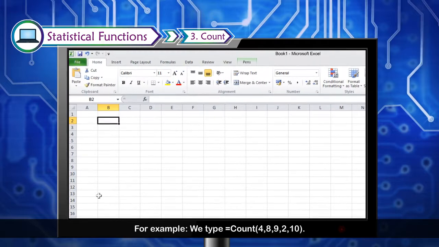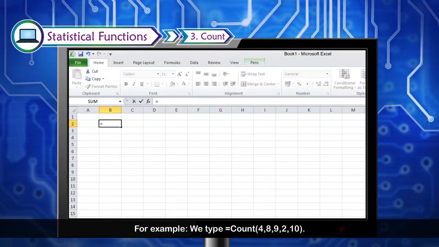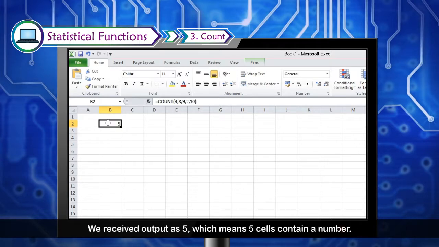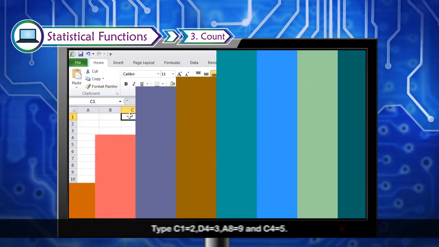For example, we type =COUNT(4, 8, 9, 2, 10) in any cell, for example, the B2 cell. We received output as 5, which means 5 cells contain a number.